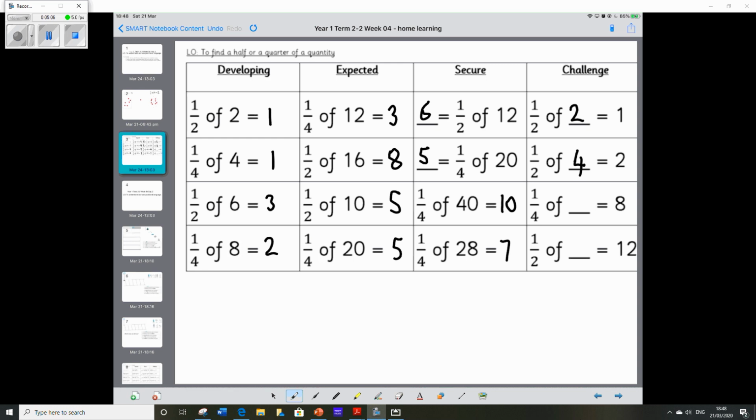And then a quarter of something makes 8. Well, this must have taken you ages, but a quarter of something to give you 8 is actually 32. Well done if you got that. And then the last one, a half of something makes 12. And again, that will have taken a little while, but the answer is 24.